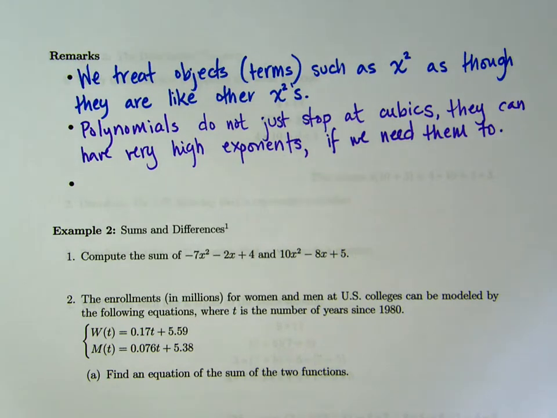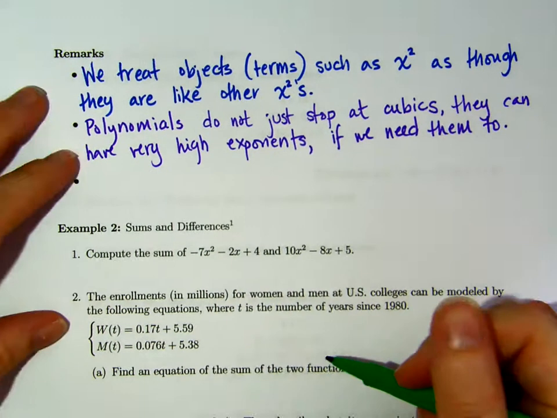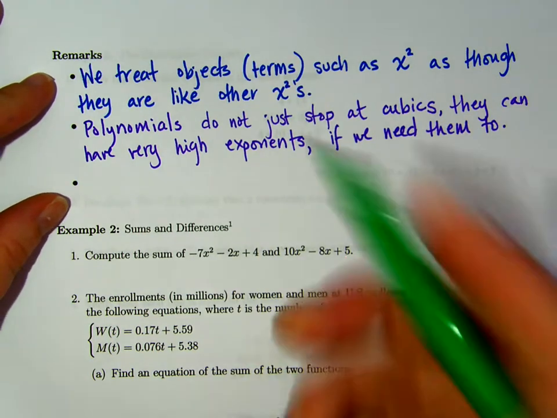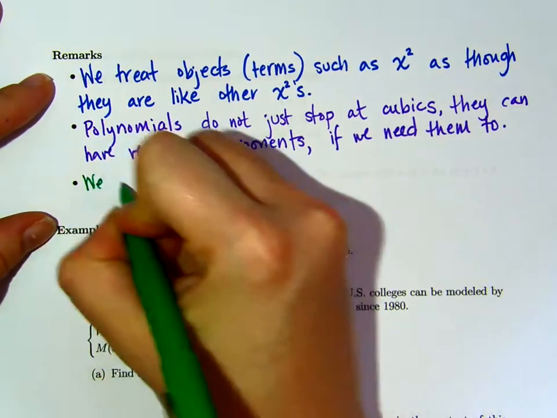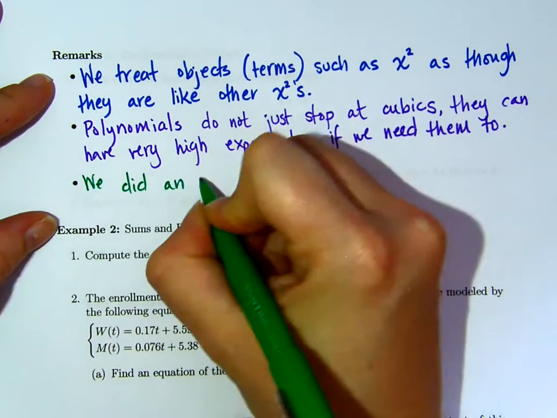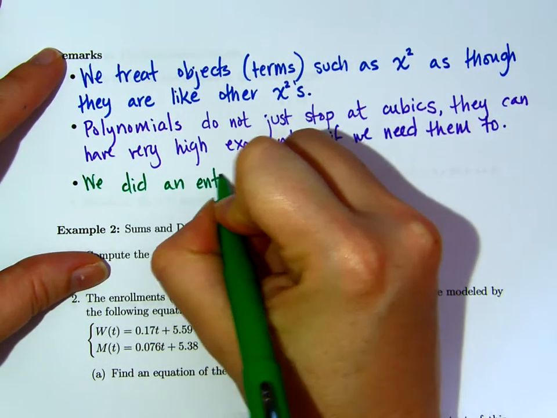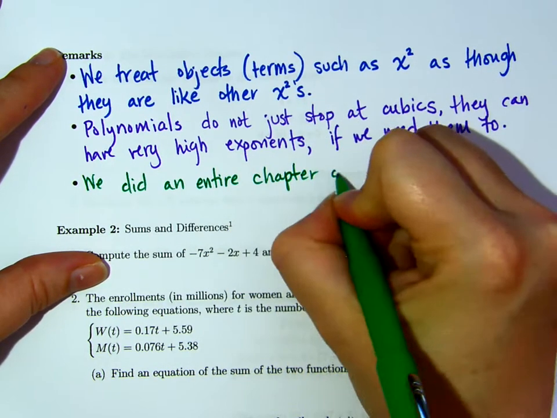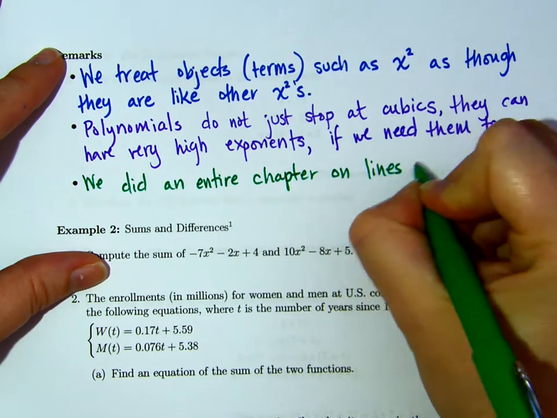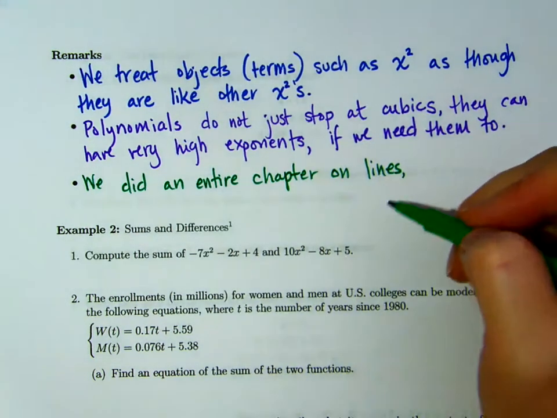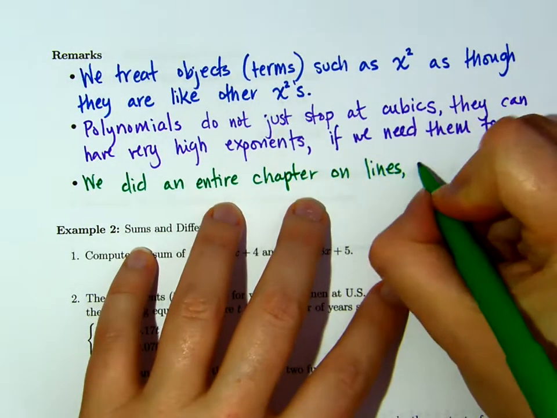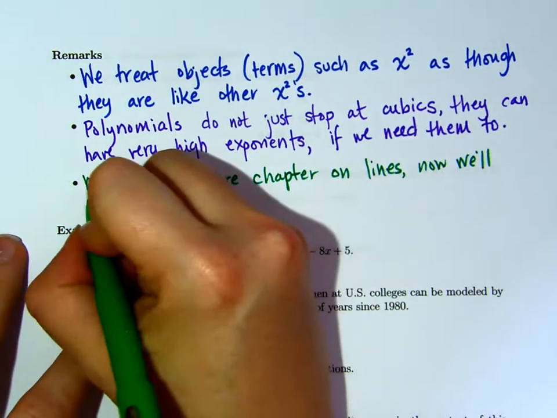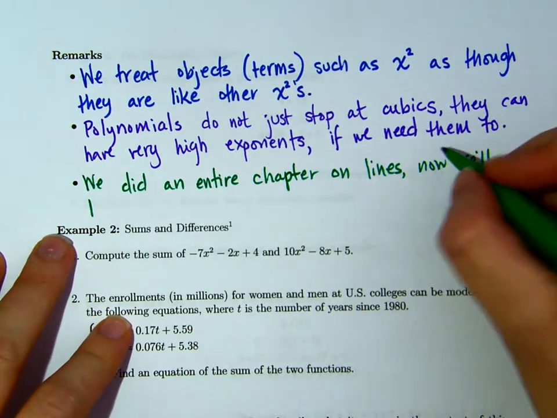And my last remark before we do another example is we did lines, right? And now we're looking at higher powers. So we did an entire chapter on lines. I mean, we dedicated a lot of time to those lines, and now we'll look at more models, higher power models.